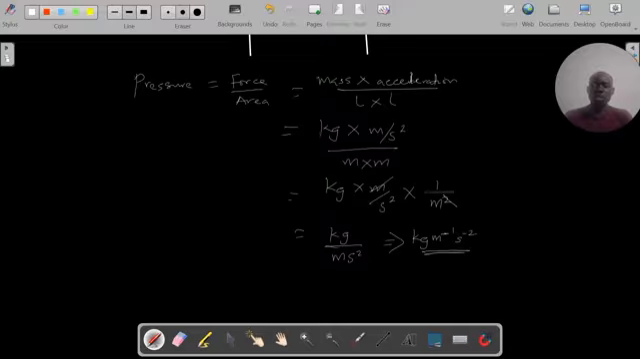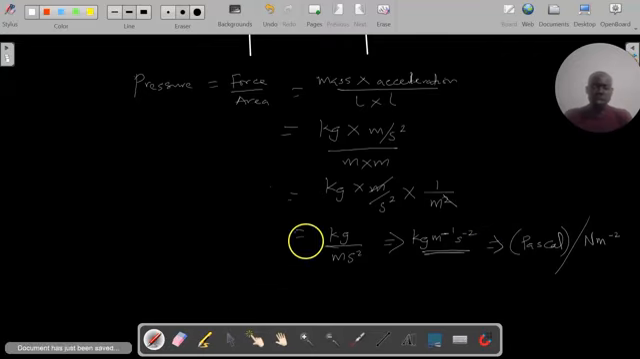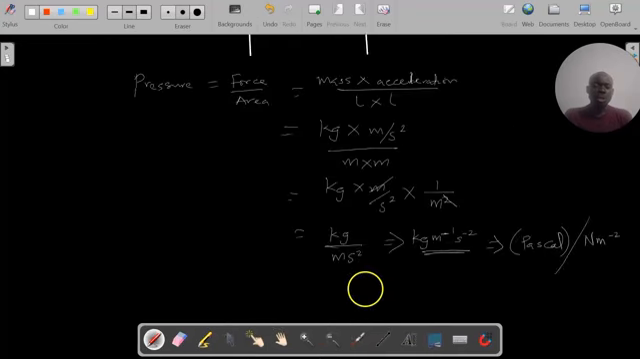You know that normally the unit of pressure is Pascal, or you talk about Newton per meter square, because the unit of force is Newton, while the unit of area is meter square, so Newton per meter square, Pascal. So that's that on that.